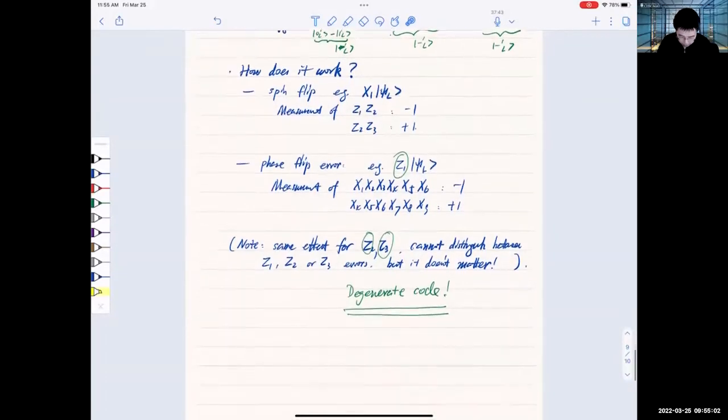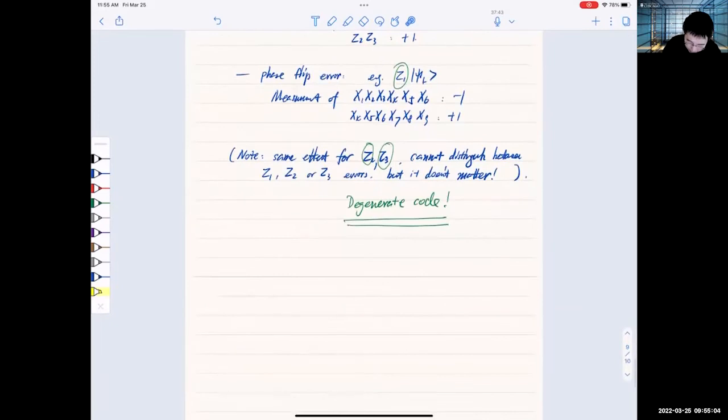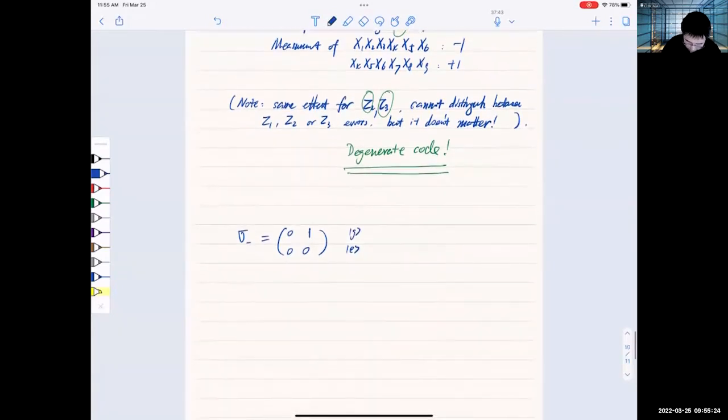Yes, good question. In practice, there could be errors like sigma minus, which corresponds to going from the excited state to the ground state. Here I'm using the basis where the first is the ground state and the second is the excited state. And this operator, you can also write in terms of Pauli X.